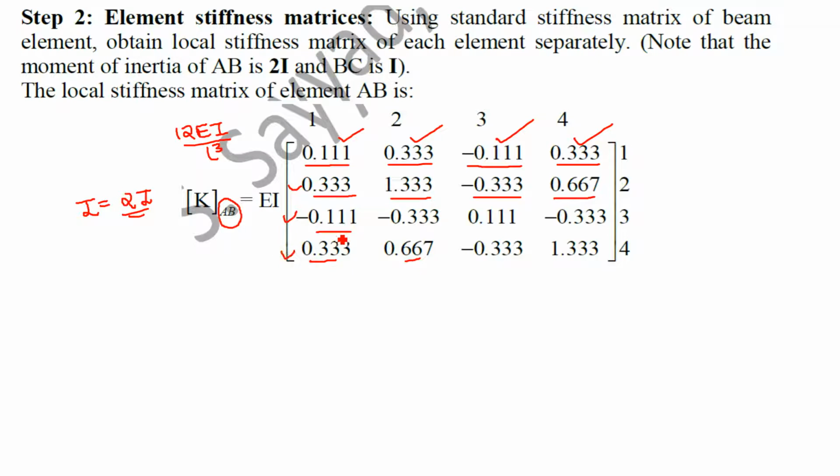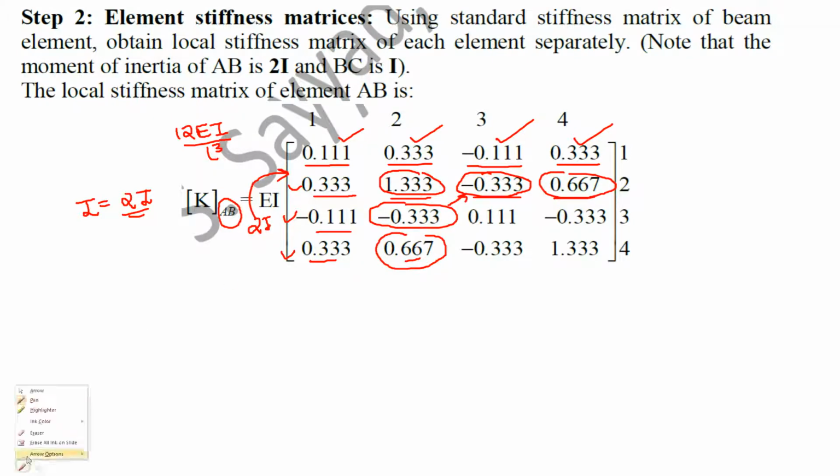Since the stiffness matrix is always a symmetric matrix, first row is equal to first column. This term is 4 EI by L. If you look at the standard stiffness matrix, this is 4 EI by L, this is minus 6 EI by L square, and this is 2 EI by L. Second row is equal to second column, so these elements are symmetric in nature. Like this, using the standard stiffness matrix and I equal to 2I here, that 2 is multiplied inside all the elements. This is your final stiffness matrix of member AB.